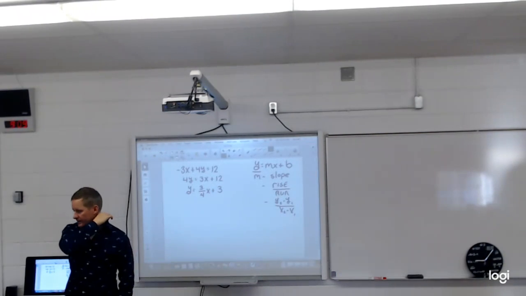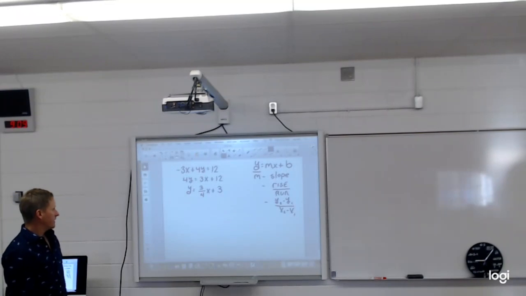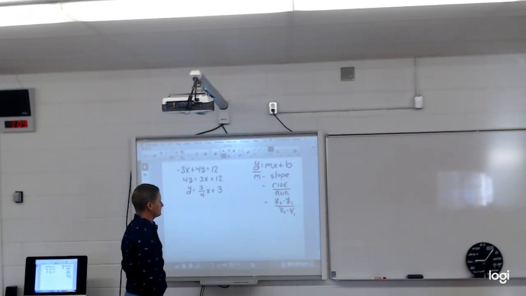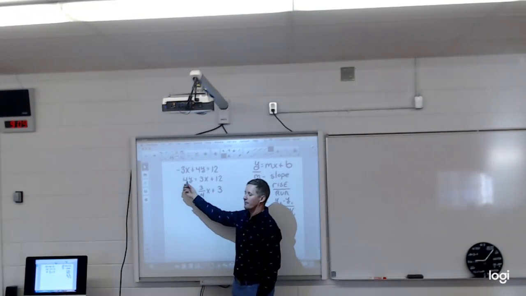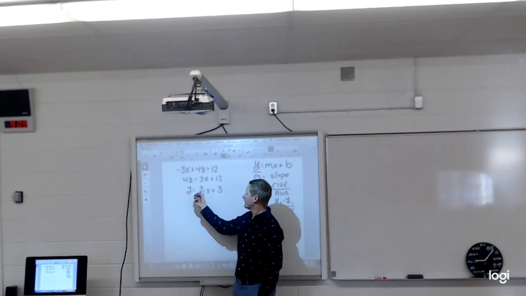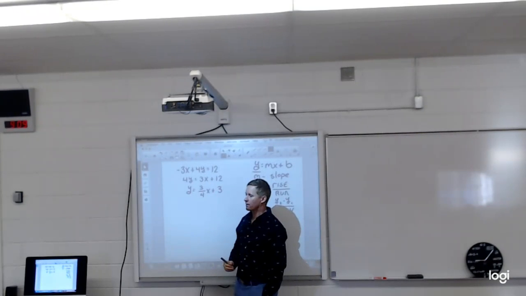All right, so let's write this equation down now as it's written. Y equals 3/4 x plus 3. How did you get 4y to the other side? Did you subtract it? I didn't. I just divided by 4. Divide 3 by 4 and 12 by 4.